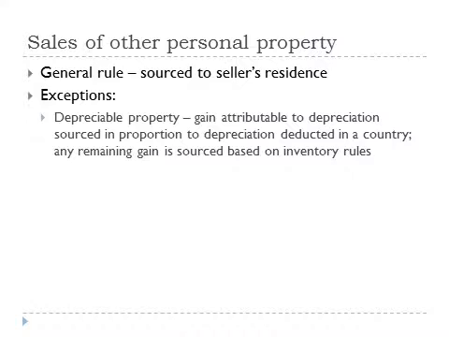Where there is a transfer of depreciable property, then gain equal to prior depreciation is sourced in the country based on the proportion depreciation taken in that country bears to total depreciation. For example, if gain attributable to prior depreciation is $100 and 70% of the depreciation was deducted in the United States, then 70% of the gain is sourced in the United States. Any gain in excess of depreciation is sourced using the inventory rules discussed earlier.